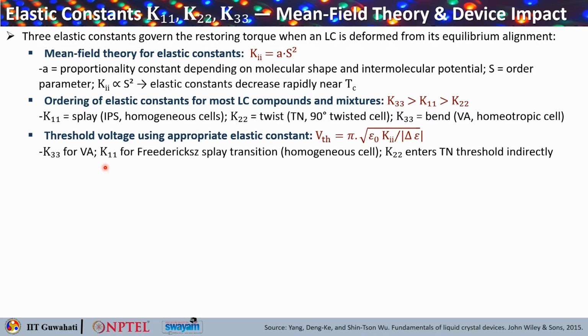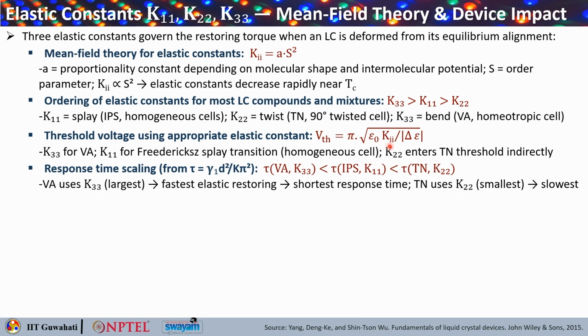So, the threshold voltage using the appropriate elastic constant can be obtained using this formula. You see V_th equals pi times the square root of epsilon naught Kii over the magnitude of the dielectric anisotropy. So, here for VA you have to put K33, for the Freedericksz transition in a homogeneous cell you have to use K11, and if you want to calculate the TN, twisted nematic threshold, you have to enter K22.